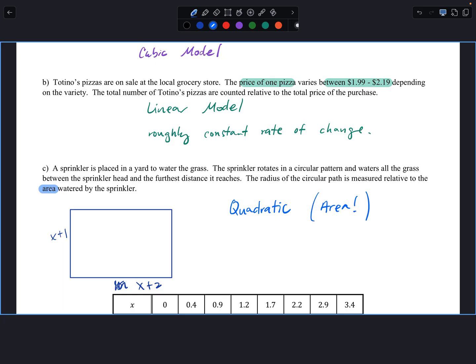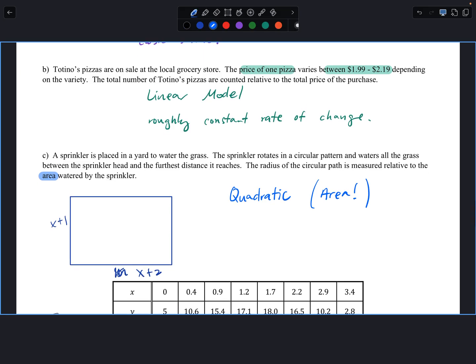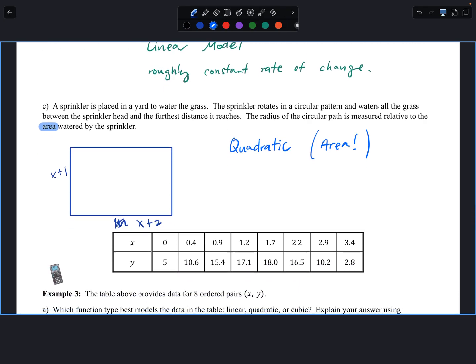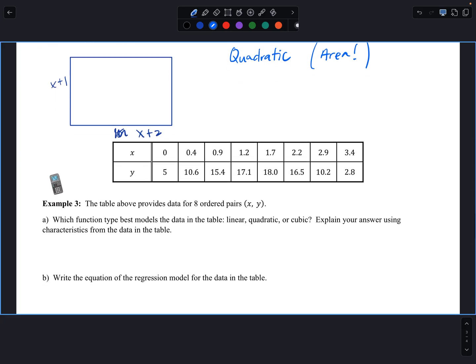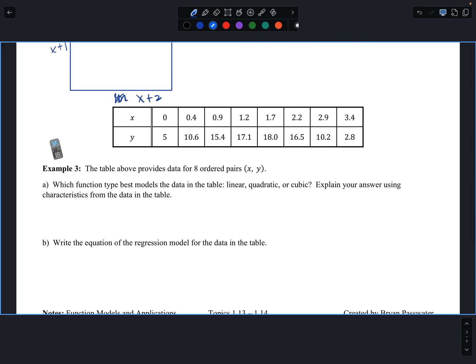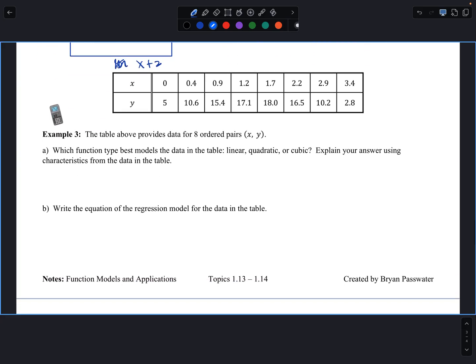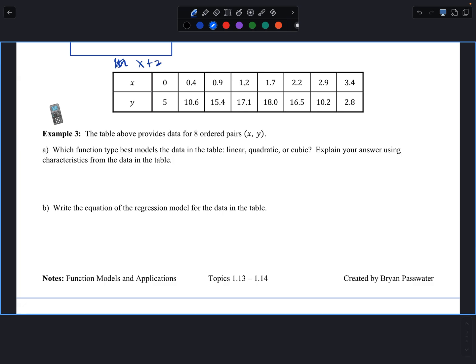All right. New modeling question. It says, the table above provides data for 8 ordered pairs. Which function type best models the data in the table? Linear, quadratic, or cubic? Explain your answer using characteristics from the data in the table.